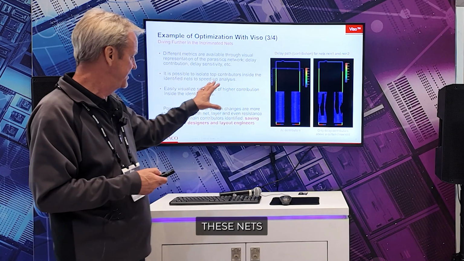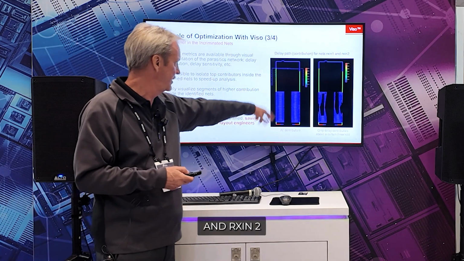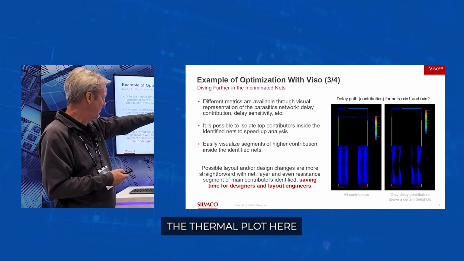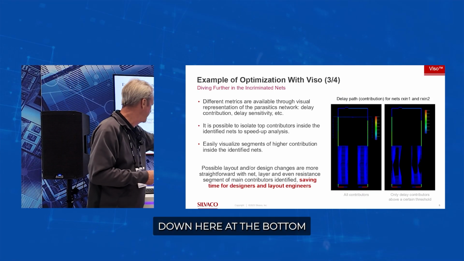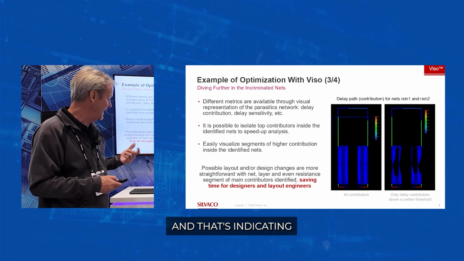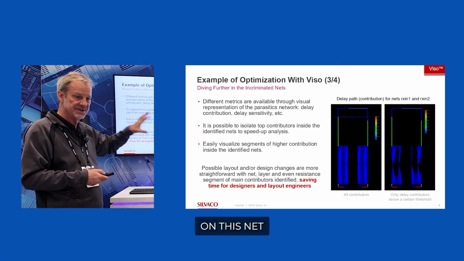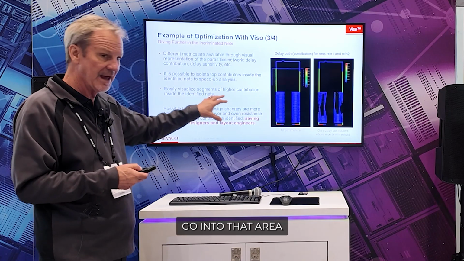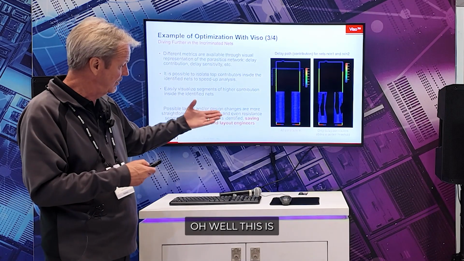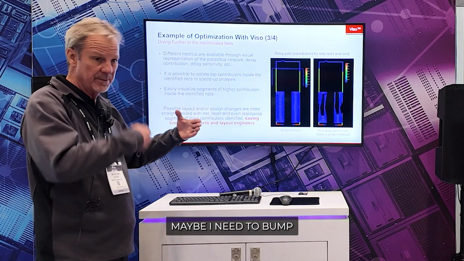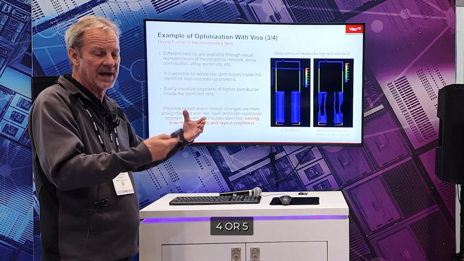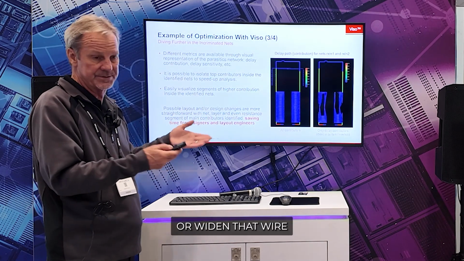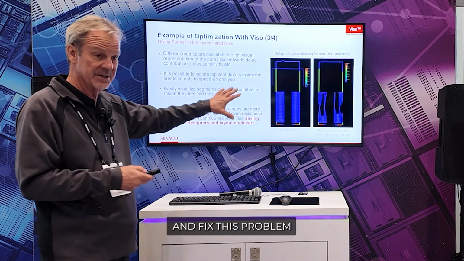Okay, so we've analyzed these nets again. This is RxN1, RxN2. You can see from the thermal plot here, there's an area down at the bottom that's red, and that's indicating the highest delay on this net. So that's an area of focus. You want to go into that area and look at it, and if you find, oh, this is maybe on metal 1, maybe I need to bump that up to metal 3, 4, or 5, which is a less resistive layer, or widen that wire and try to fix this problem.